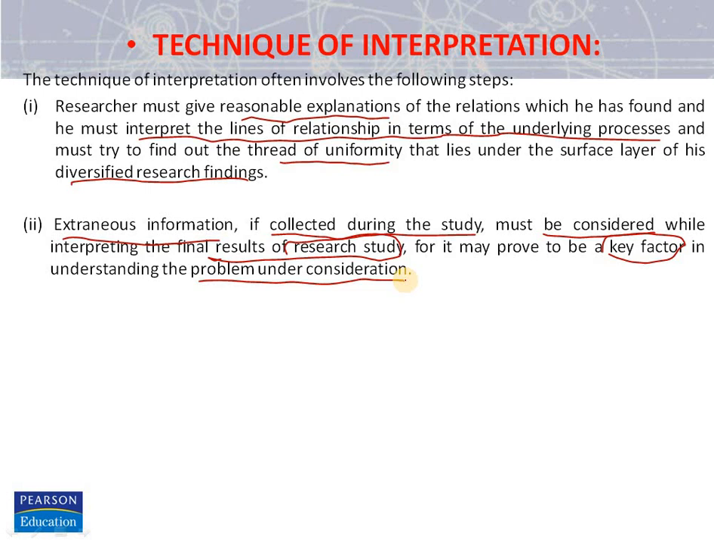So the point here is, there can be a chance that whatever variables we have considered initially, and we thought that these variables are more important, but during the course of research, extraneous variables come into the picture, which have a great impact on the findings. So that must be explained clearly during interpretation of the result.